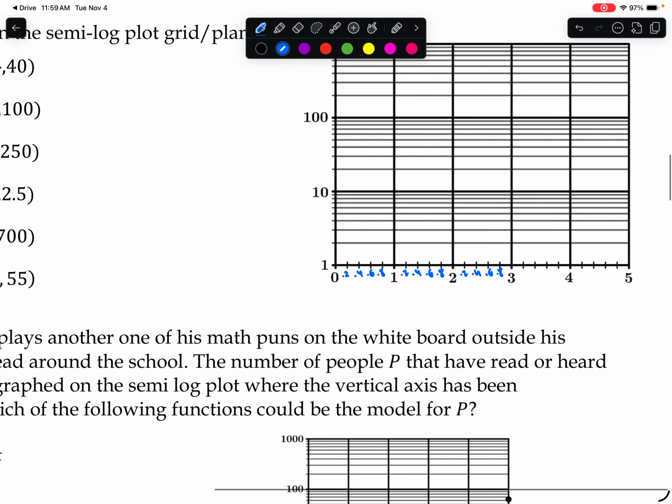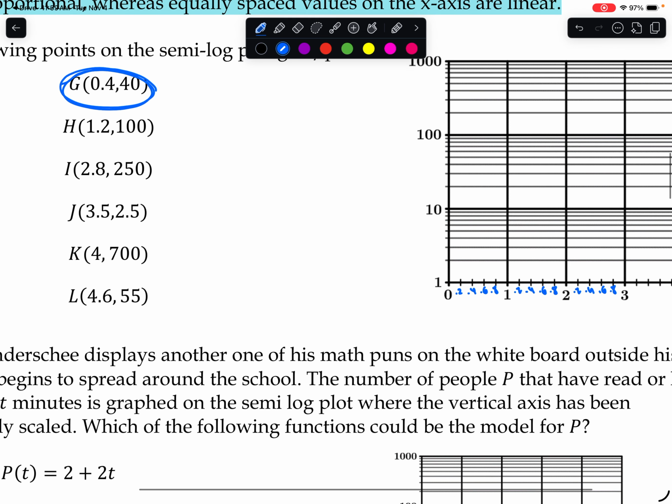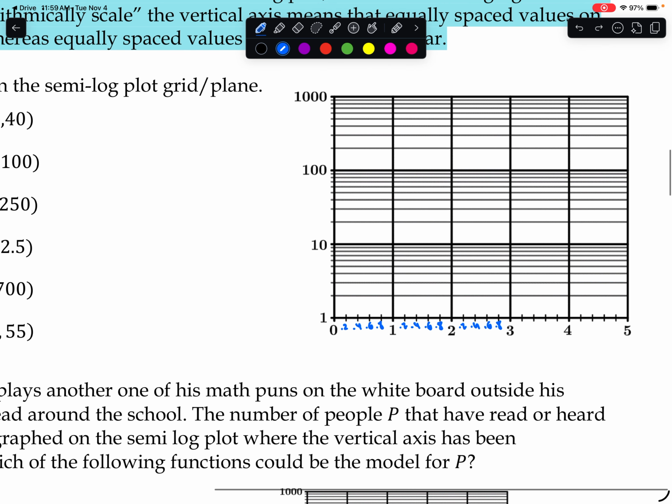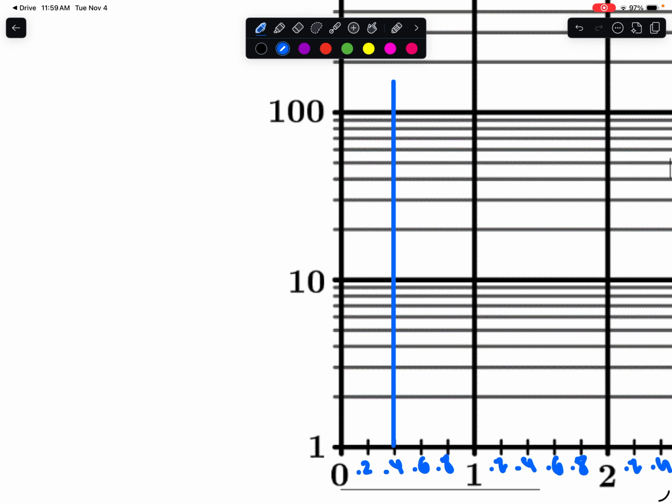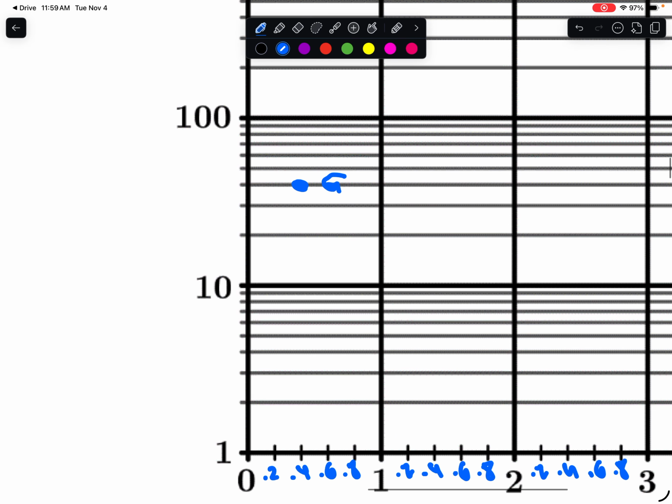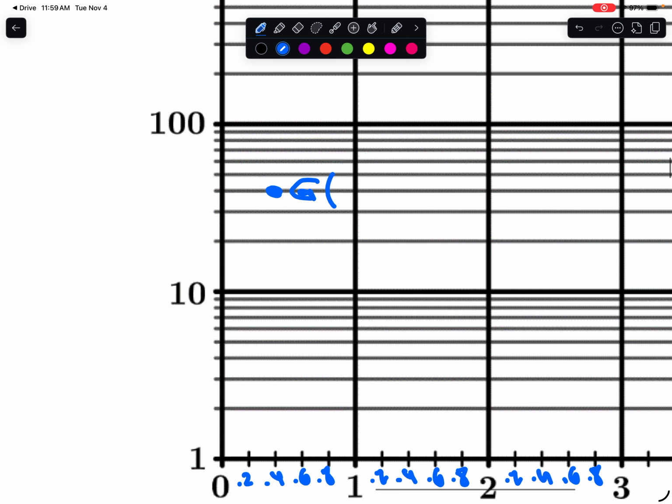So if I want to plot 0.4, comma 40, I'm going to go to 0.4, and what helps me is I like to draw the vertical line on my iPad, and then I'll go to 40, which is going to match. So this is going to be 10, 20, 30, 40. So that means I want this point right here, and then I'm going to label that point G, and get rid of that vertical line. And then point G is going to be 0.4, comma 40.